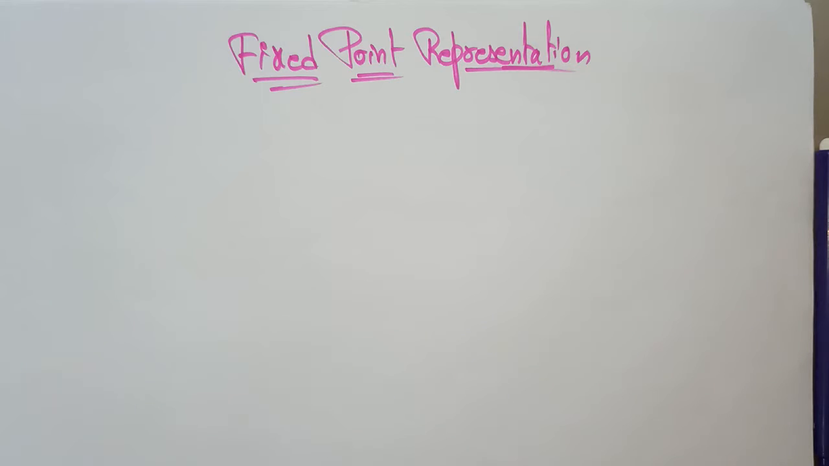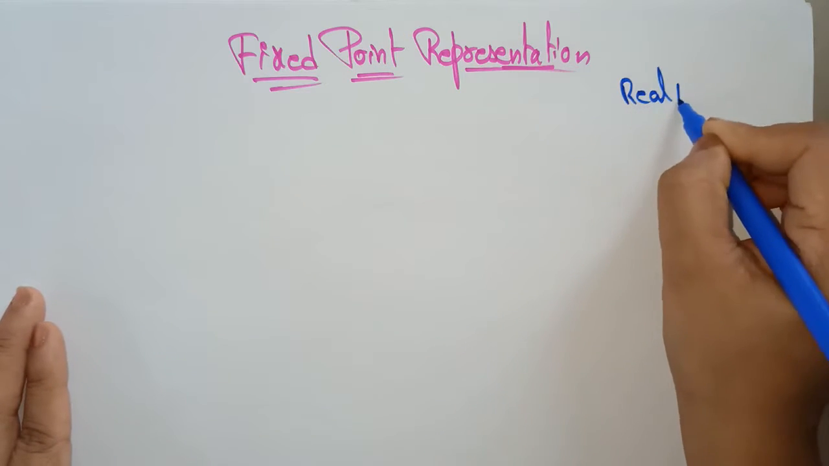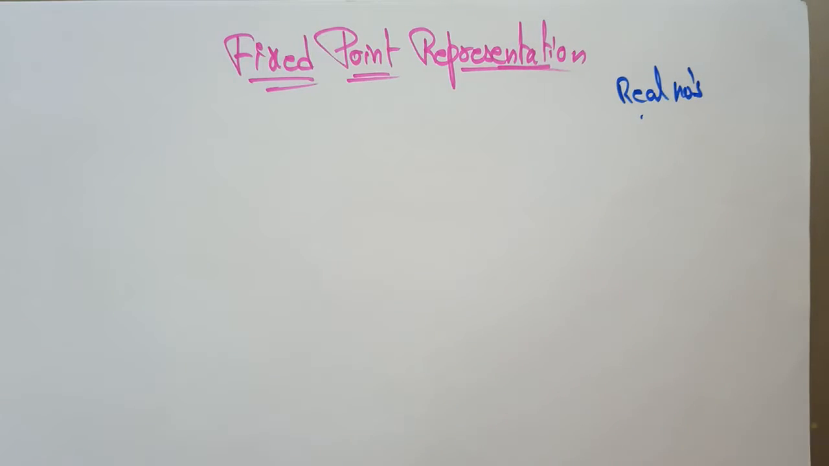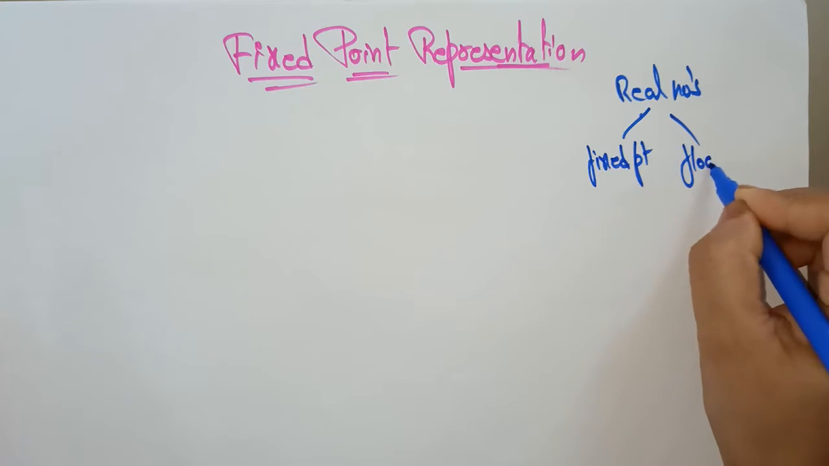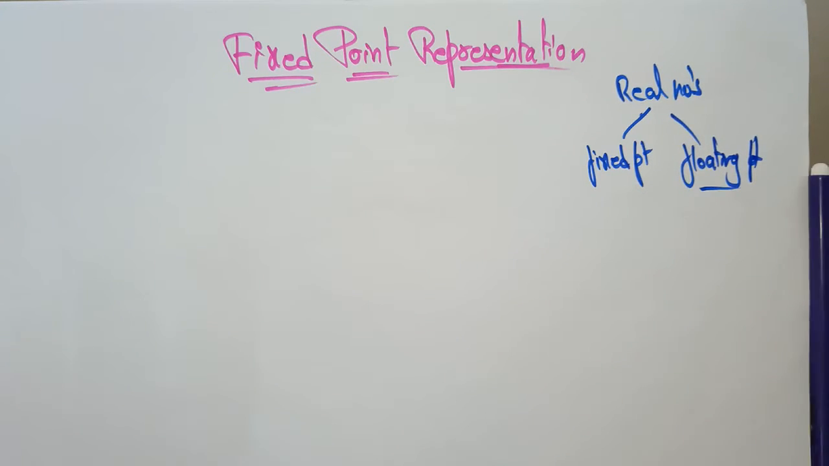The fixed point representation. Before starting, consider the system to store real numbers, that is, numbers with a fractional component. Real numbers are nothing but numbers that can also have fractional components. To store real numbers in modern computers, we follow two approaches. What are the two approaches? I think you're already getting that: fixed point representation as well as floating point representation.